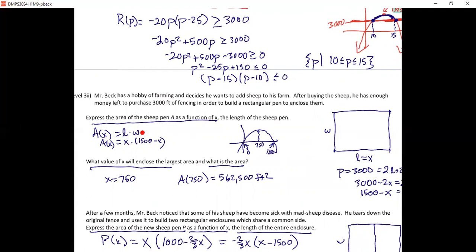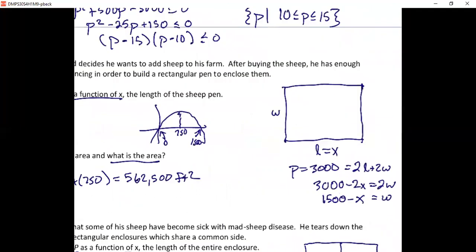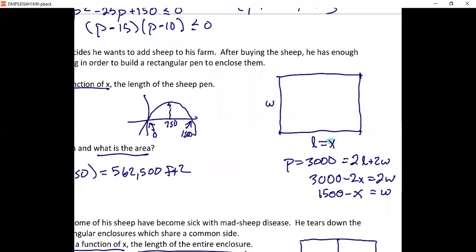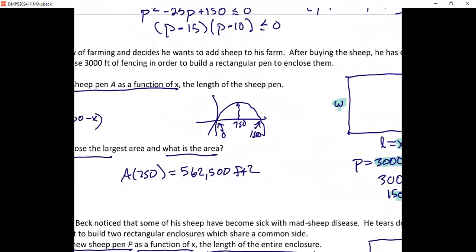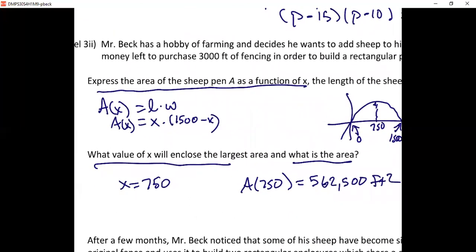And then the width, I need to figure out what is my width in terms of x. To figure that out, let's go back to the rectangle that I drew and say, okay, this is x and this is my width. I know that my perimeter is a total of 3,000. So 3,000 is 2 lengths plus 2 widths. Solving it for w, I get 1,500 minus x. And that's what I put in up here for my area function.